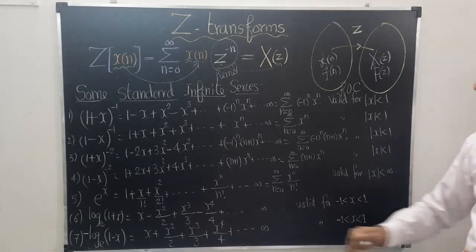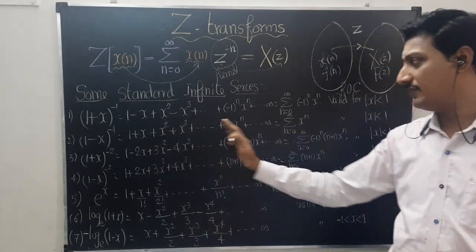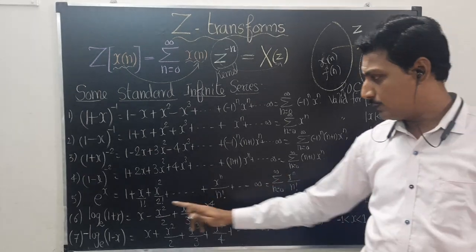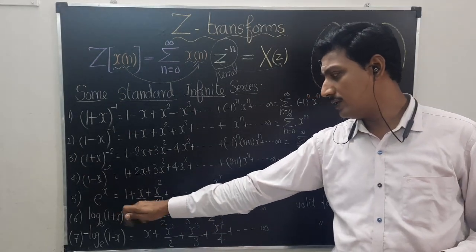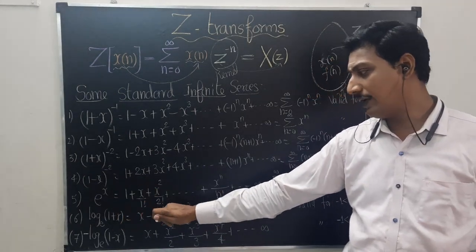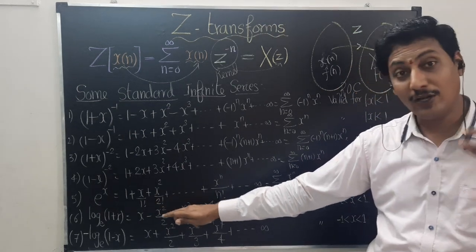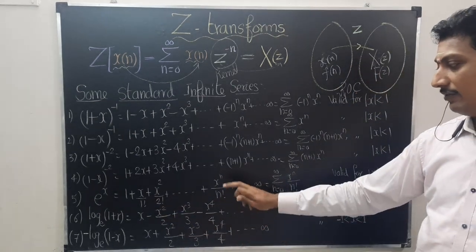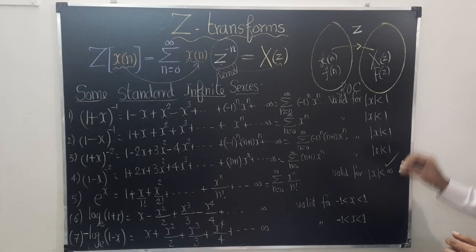Now, what is the exponential series? It is an infinite series. Everything is an infinite series, isn't it? The exponential function e to the power x is 1 plus x by 1 factorial plus x squared by 2 factorial, and so on, up to x to the power n by n factorial. This is true for any value of x.